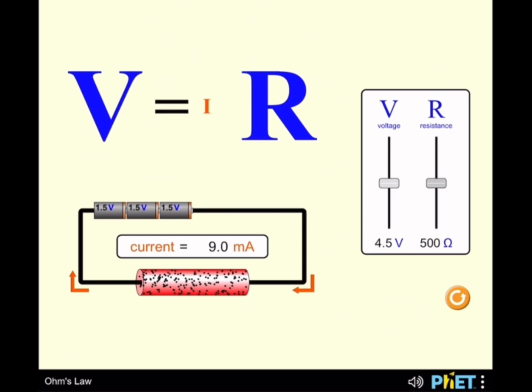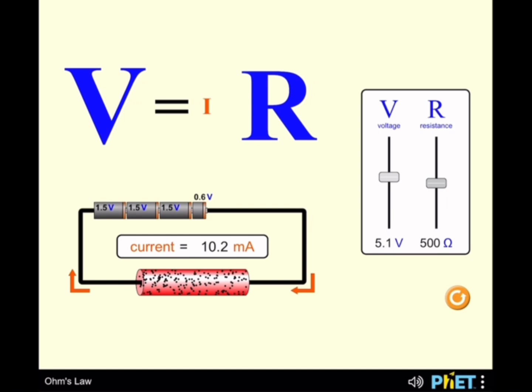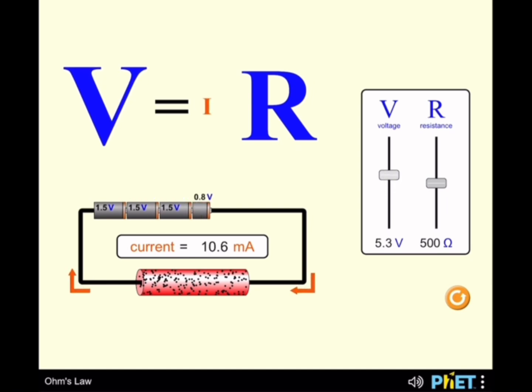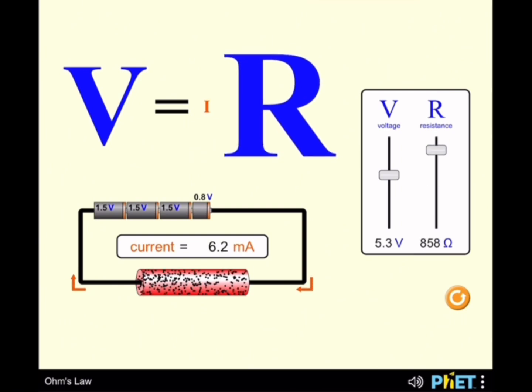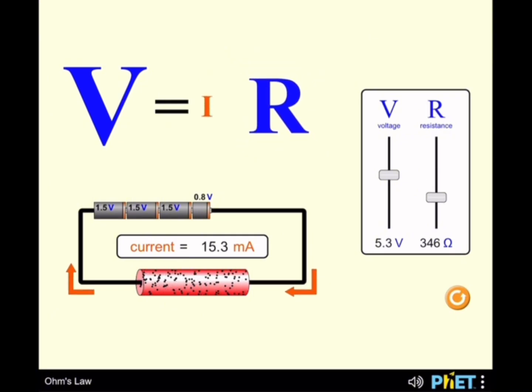As you can see in the simulation, V equals IR. If I increase the voltage, the current will increase, but if I decrease the voltage, the current will decrease. It's a direct proportion. But if I increase the resistance, the current will decrease, and if I decrease the resistance, the current will increase. It's an inverse proportion.